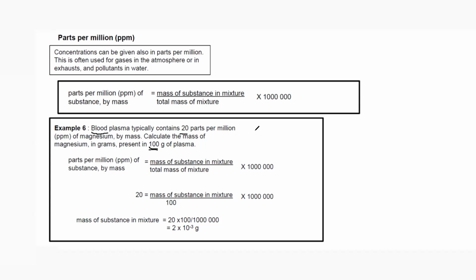So how we can work out? So we have the formula: concentration in ppm is equals to mass of a substance divided by total mass into 1 million. The concentration in ppm is given 20, so we substitute 20 here. Mass of substance we don't know, and mass of the mixture, because we are finding in 100 gram of plasma, so the mass of the plasma is 100. So this 100 is divided, other side it will be multiplied, and 1 million is multiplied, other side it will divide. So we'll get 2 exponent minus 3 grams of magnesium present in the mixture. Is it clear, this example?